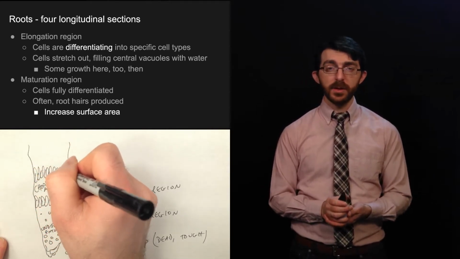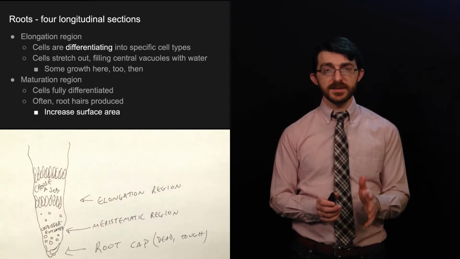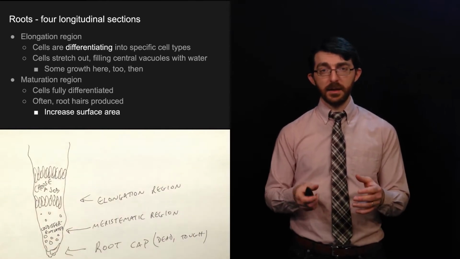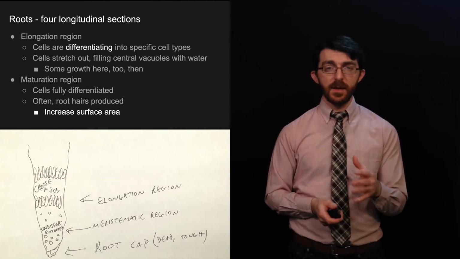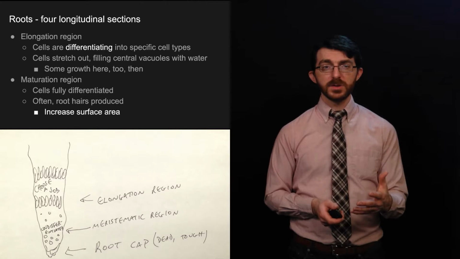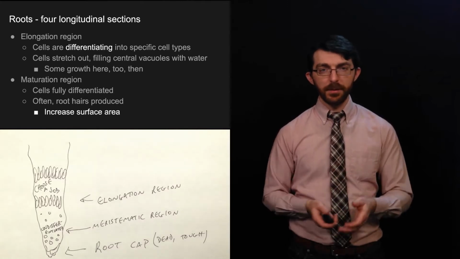A central vacuole is an organelle in a plant cell, a vacuole just being a large storage area within the cytoplasm, and in a plant cell they fill with water. So there is also some growth here.